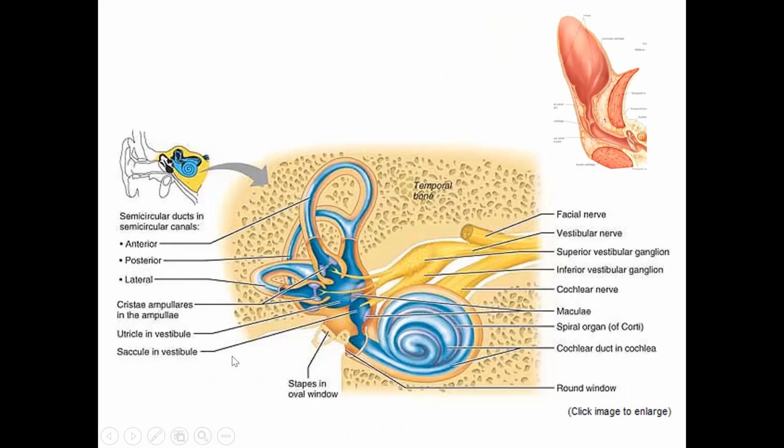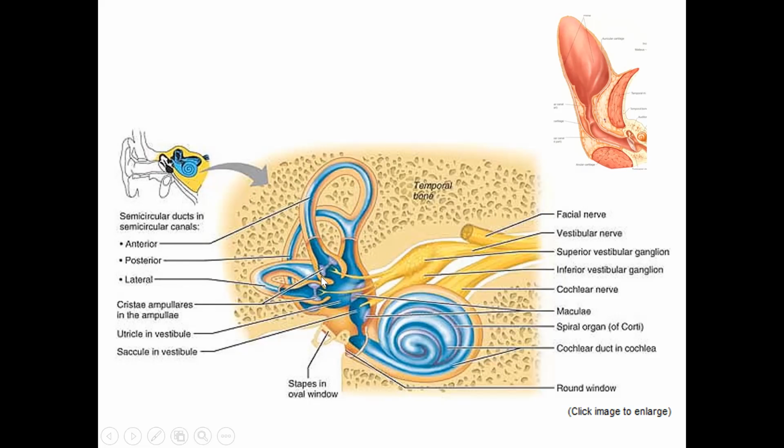So if we look at the structures of the inner ear, we said that we have two different components. One is the spiral cochlea, and the epithelium in the spiral cochlea has the neurosensory component, which gives rise to the axons, which later form the cochlear nerve, and that is for the sense of hearing.